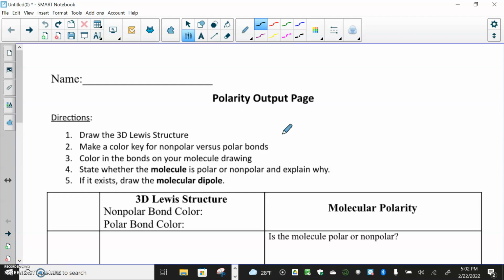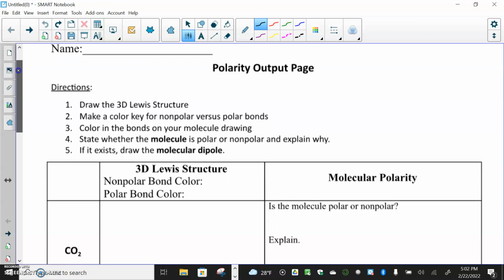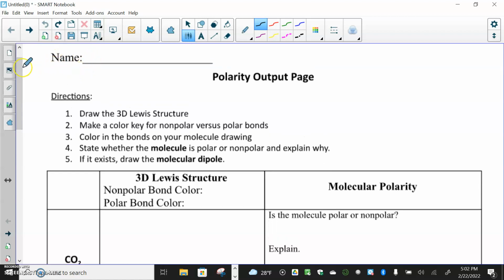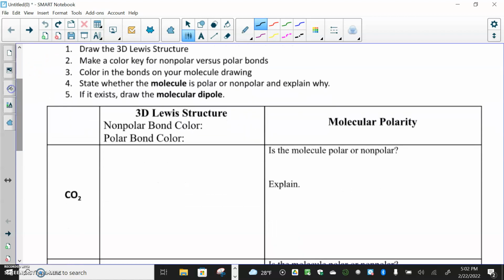Hello, chemistry. Welcome back. I am not here today, but I am still going to walk you through the output page that you will be working on. So, this comes with a few directions. One, put your name on it, please. And two, let's start with the 3D Lewis structure.